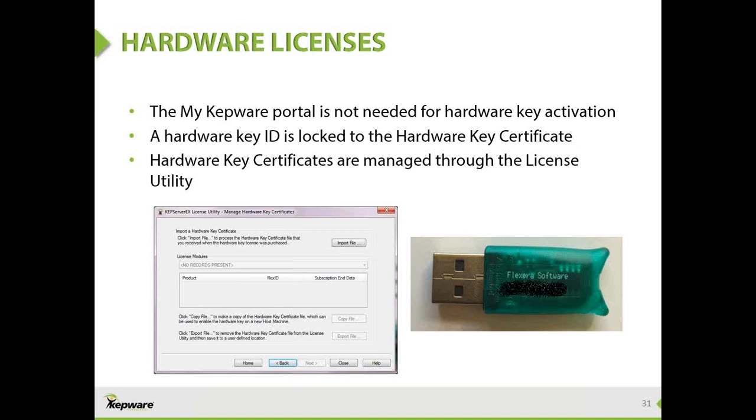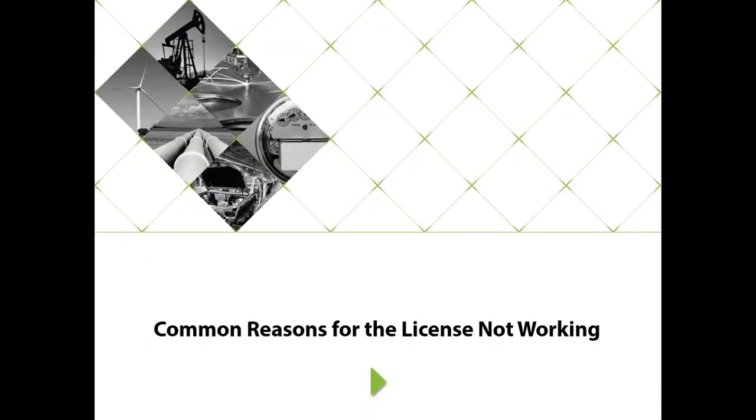So you won't need, again, to do the round trip with Kepware portal. You'll simply go into the license utility, manage hardware key certificates, import a hardware key certificate, import the file that you'll get when you receive the hardware key, and you're done. So a nice option if you want to remove the internet and remove that round trip with the Kepware portal.